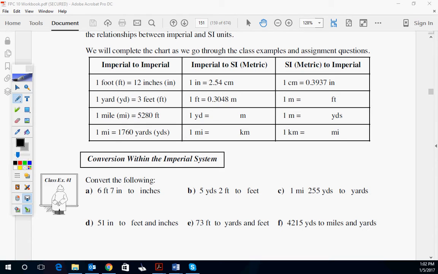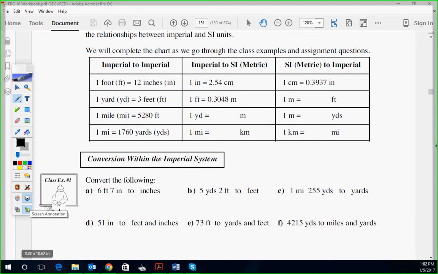Comparing it to metric, 1 inch is 2.54 centimeters, 1 foot is 0.3048 meters, 1 yard is 0.9144 meters, and 1 mile is 1.6093 kilometers.